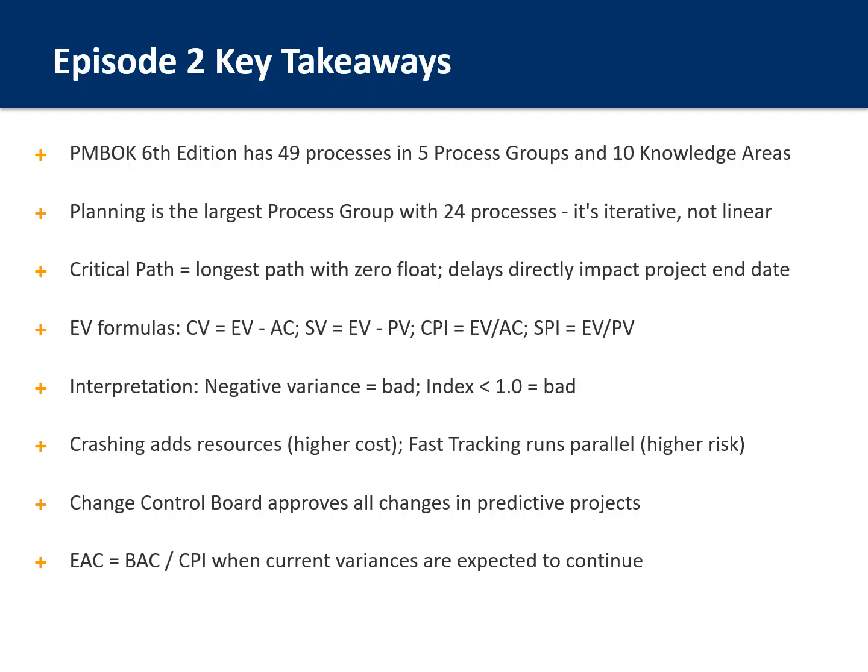Cost variance equals EV minus AC, schedule variance equals EV minus PV, CPI equals EV divided by AC, and SPI equals EV divided by PV. Negative variance is bad, and an index less than 1.0 is bad. For schedule compression, crashing adds resources at higher cost, while fast tracking runs activities in parallel at higher risk. The Change Control Board approves all changes in predictive projects. Estimate at completion equals BAC divided by CPI when current variances are expected to continue. Proceed to Episode 3 when you are ready to explore Agile and hybrid methodologies.